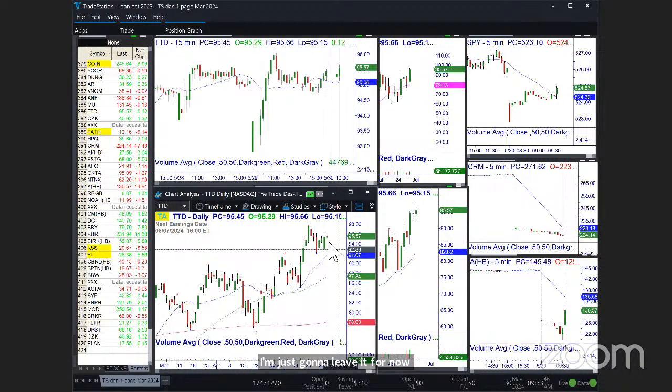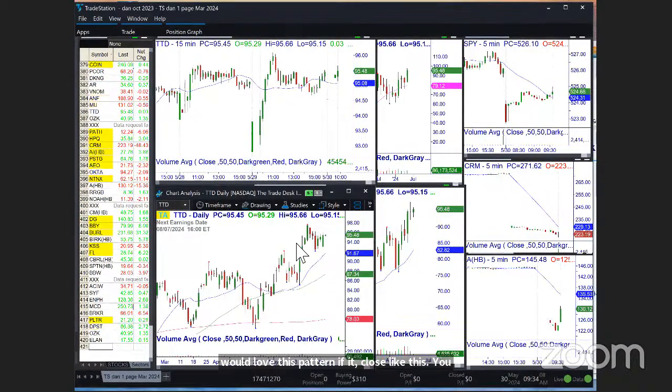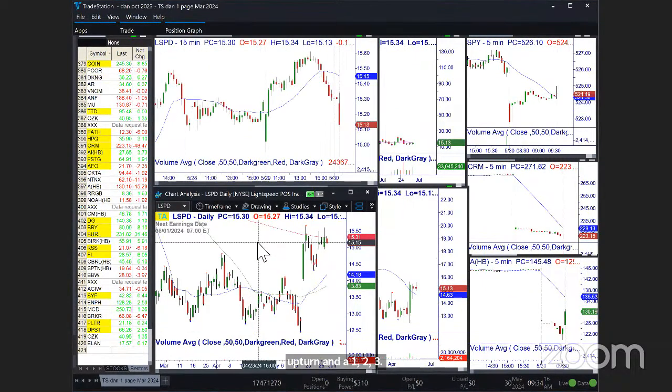Now, this TTD alarm, remember I said? My throat is still, I can't talk. It's only 3 minutes into the day, but I would love this pattern if it closed like this. It's a buy setup with a retest and an uptrend and a 1, 2, 3. LSPD is stopping out. No, it's not. No, my bad. It's an early alarm.